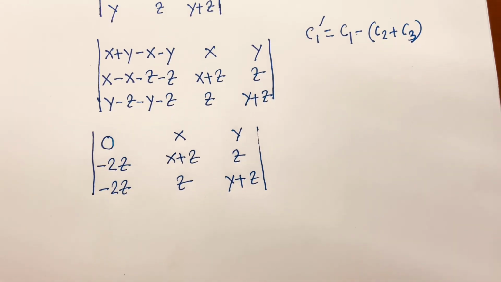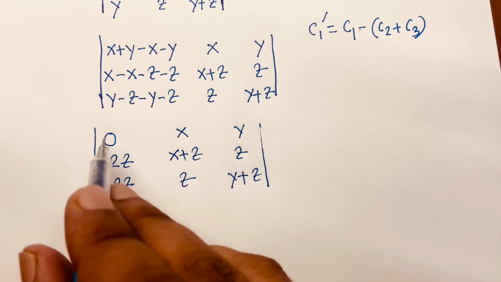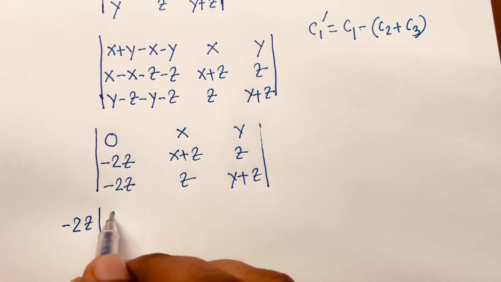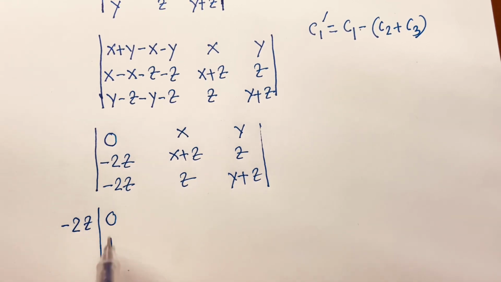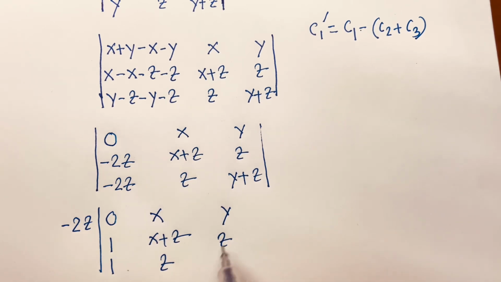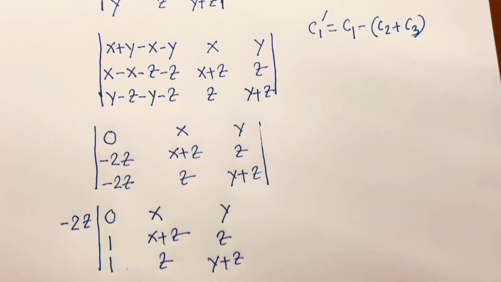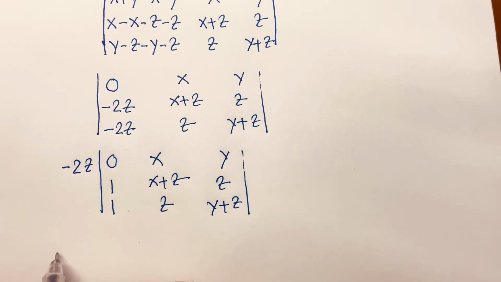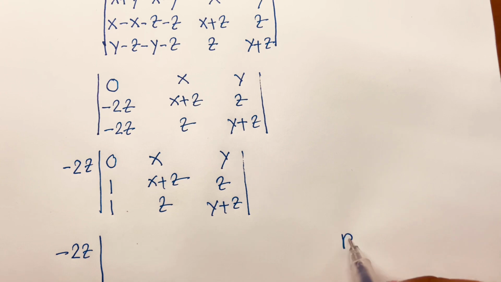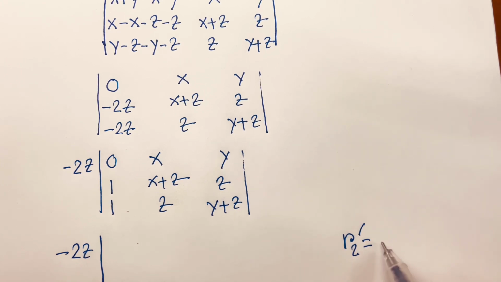Then I can say here is minus 2z is common, so minus 2z. Then I can say here is 0, and this divide this it will be 1, and this divide this it will be 1, and here is x plus z, and it is z, and y plus z. Then I can say here is minus 2z, and now I can say here is row 2 prime is equal to row 2 minus row 3.